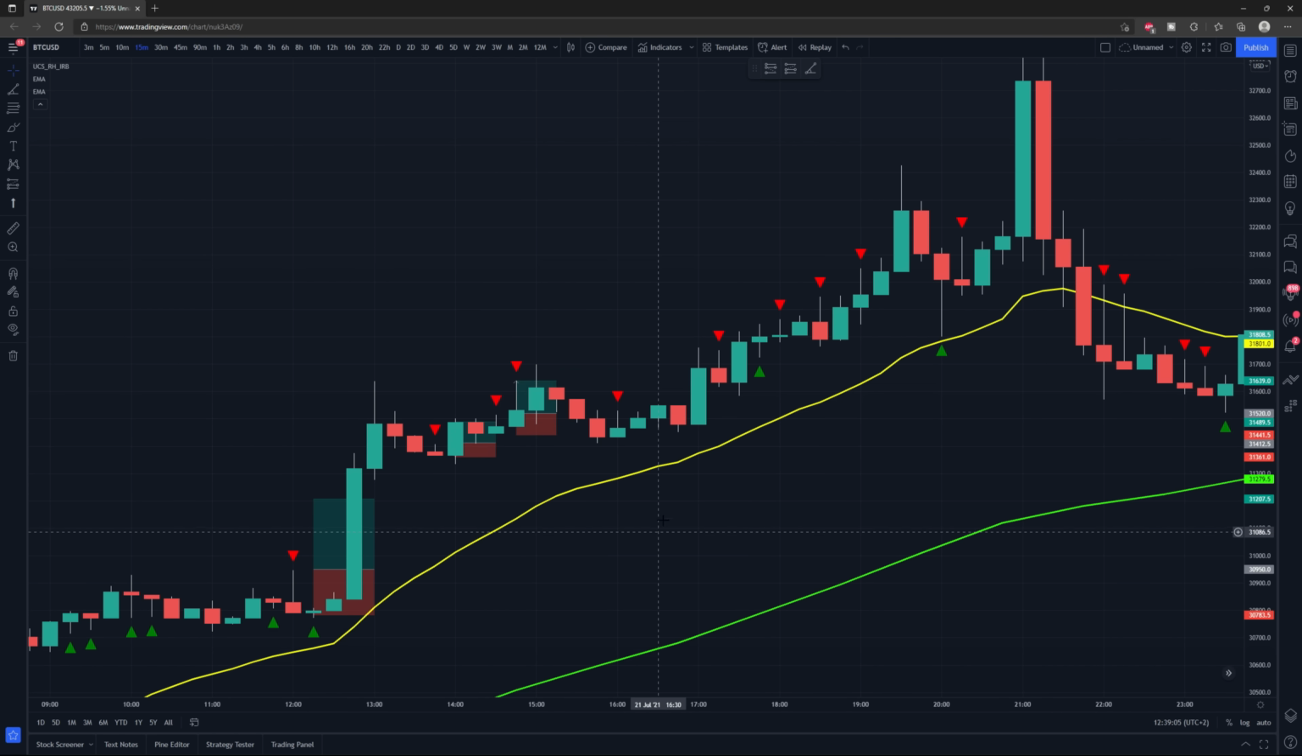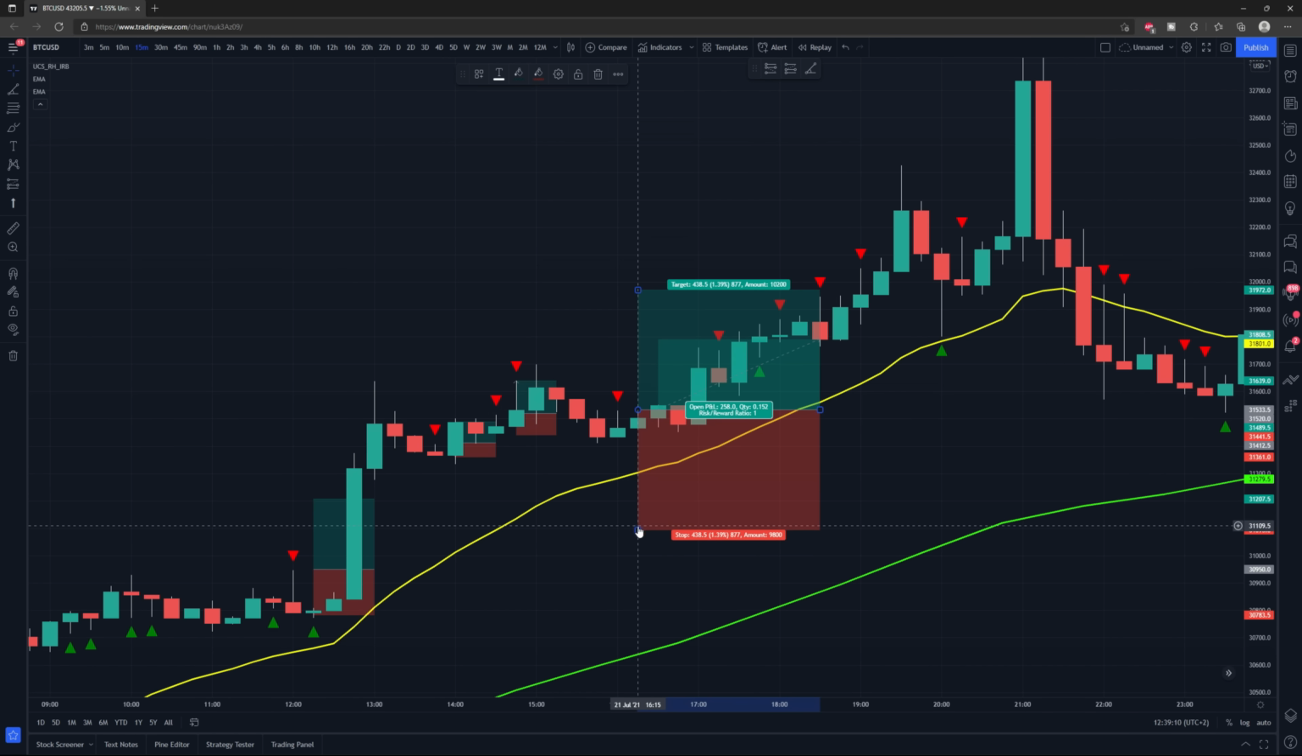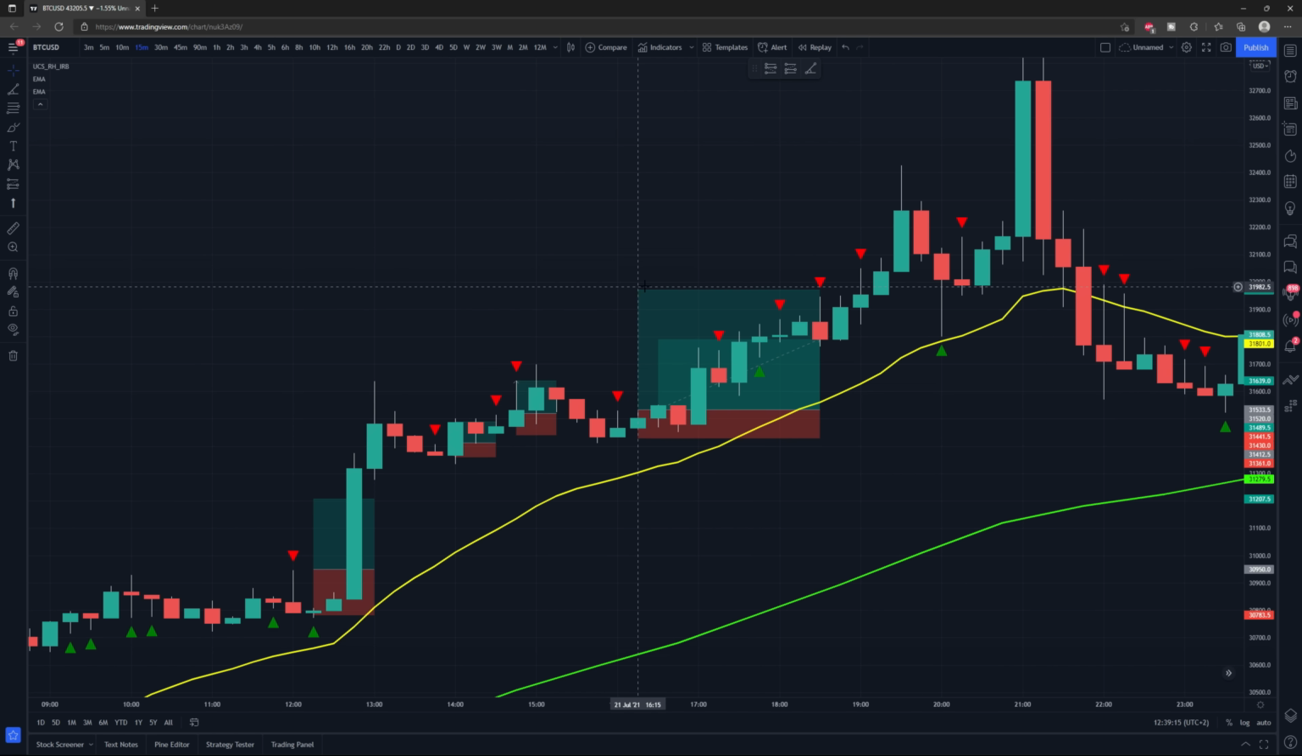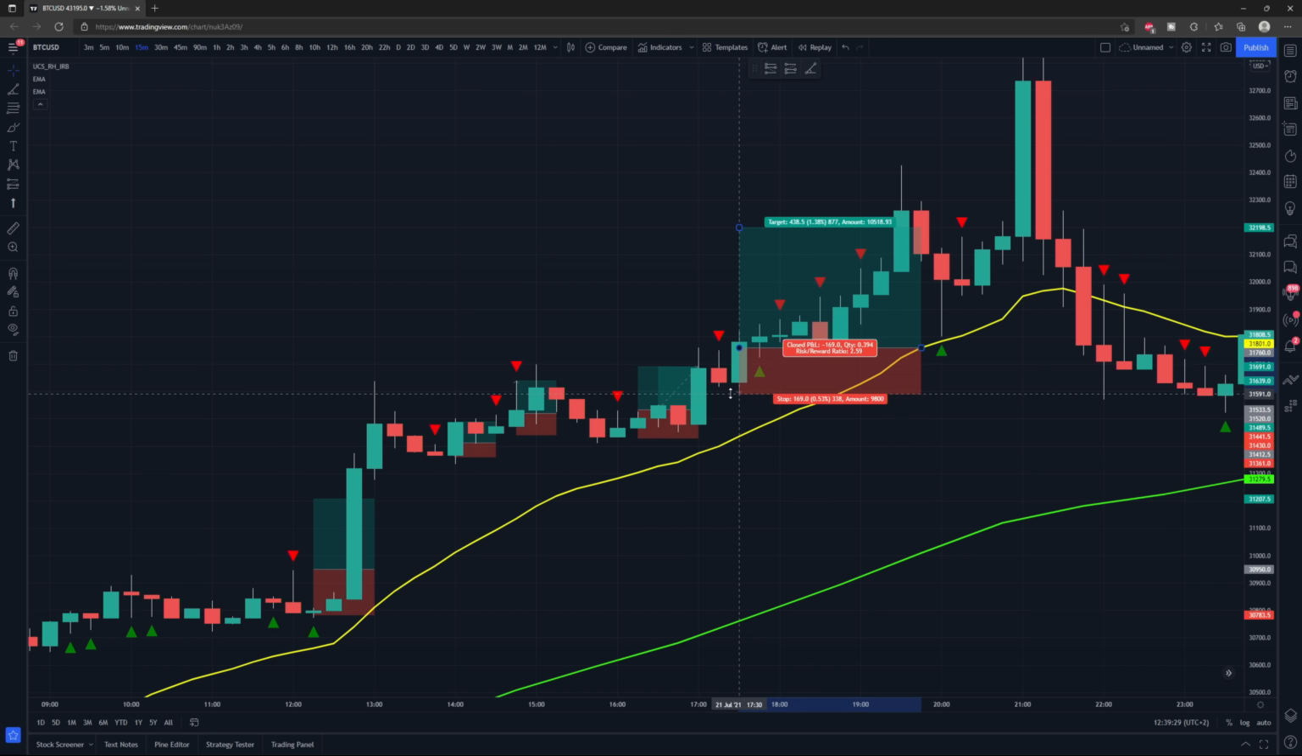Then we wait for another, which does occur right here. So the entry will be just above and the stop loss just below. Take profit target at 1.5 times the risk will be hit on this candle over here. Here's another bearish inventory retracement bar. So the entry will be placed just above the high and stop loss just below the low, targeting 1.5 times the risk. The profit target will be hit over here.